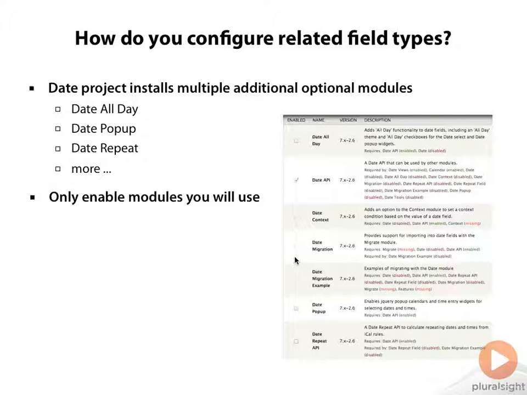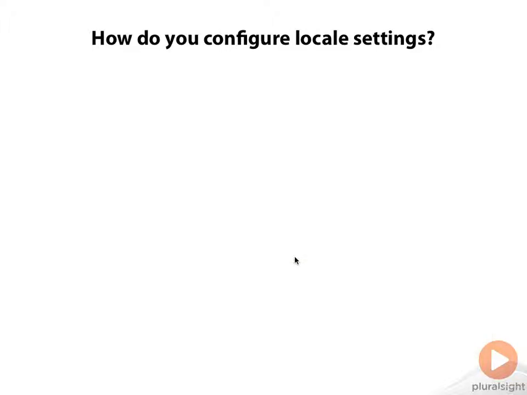The date project is actually well written in that it is so granular in the functionality that you can enable. All enabled modules are cached and loaded into memory, and so they do, on some level, impact the overhead of your application. You only want to enable modules you're actually going to use.